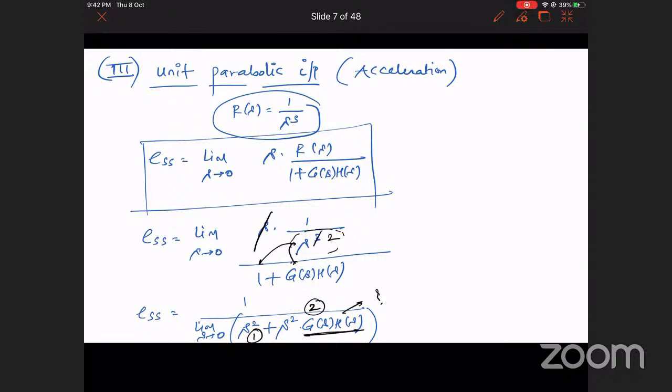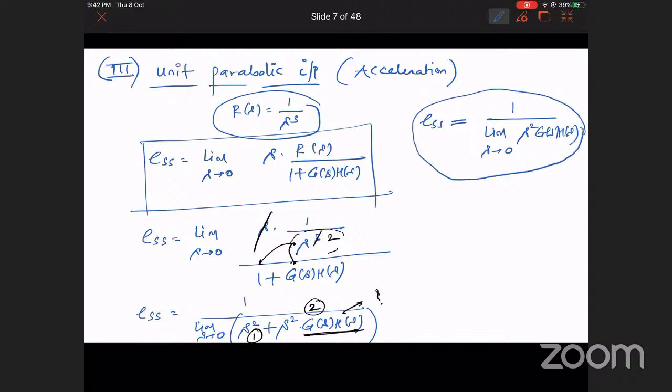So when you substitute s equal to 0, 0 square remains 0, guys. So what is remaining? Simply ESS is equal to 1 upon limit s tends to 0, s square into G of s H of s, guys. This is what is remaining. Now let me tell you, guys, this formula, 1 upon limit s tends to 0, s square into G of s H of s, is applicable for unity as well as non-unity feedback system. I repeat, it is for unity as well as non-unity feedback system.